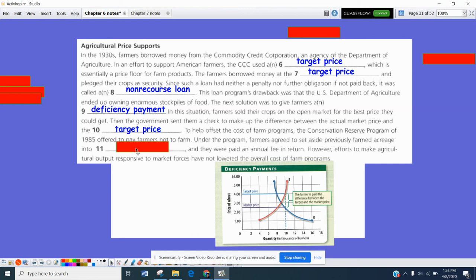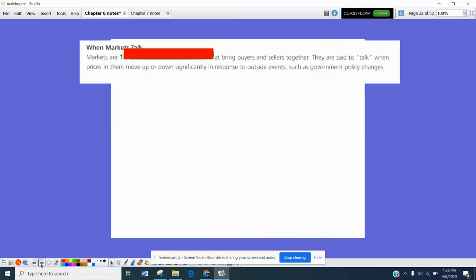Under the program, farmers agreed to set aside previously farmed acres into a land bank, and they were paid an annual return. However, the effort to curb agricultural output has not lowered the overall cost of farm programs. What's interesting is, the science behind agriculture has gotten so much better. We have better hybrids of crops. We have better methods of farming that have made land far more productive than it was 40 years ago. So it is amazing, but sometimes these programs don't always keep up.